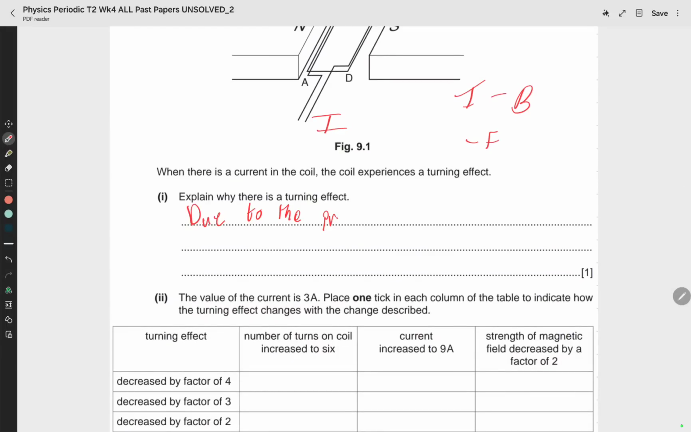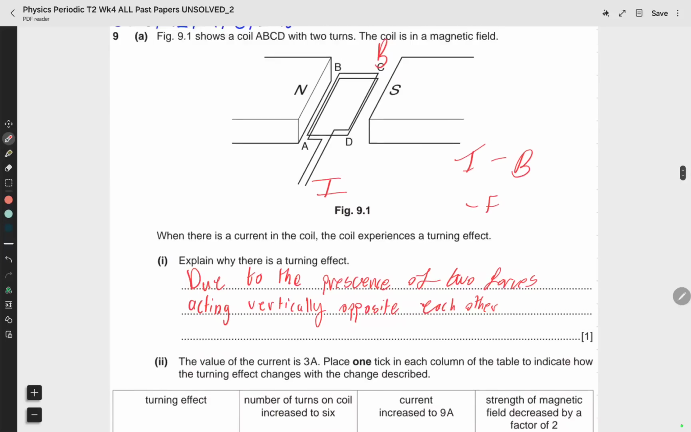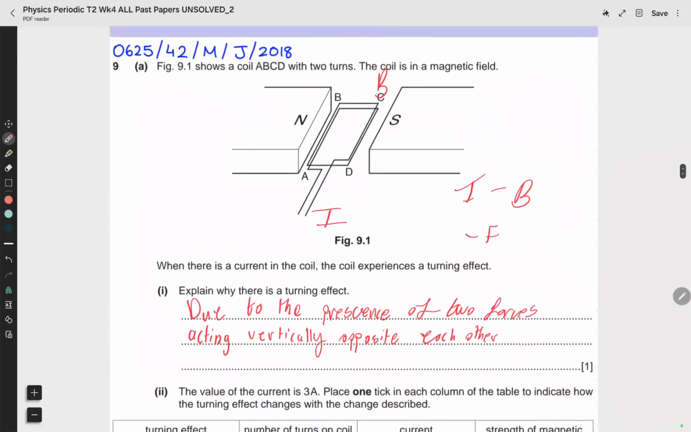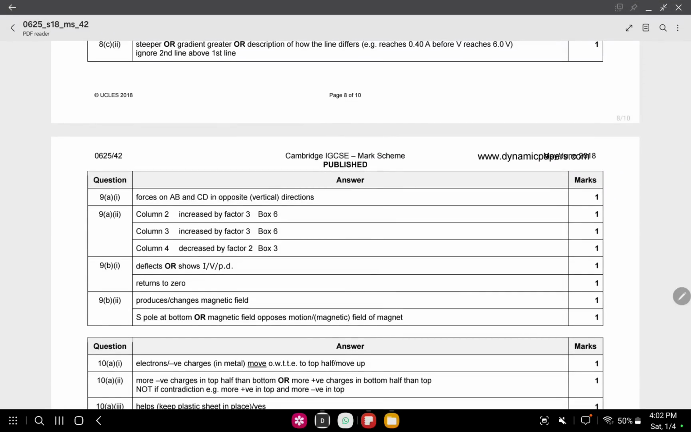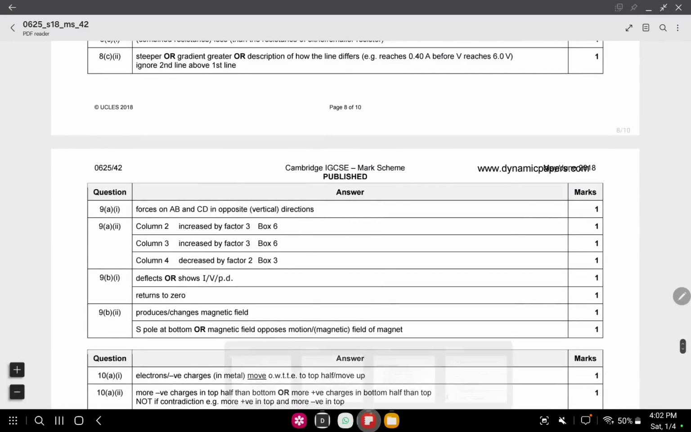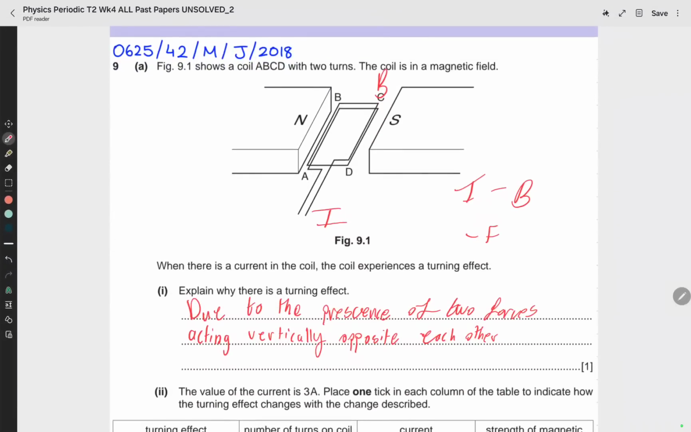So obviously there's going to be a turning effect due to the presence of 2 forces acting vertically opposite to each other. Let's see. I want to show you the marking scheme. Many people here would say due to the presence of a couple of moments, or a couple, right? A couple of forces, which I guess would be correct, but the way they worded it here in the marking scheme was forces on AB and CD in opposite directions, which is obviously not wrong. It's the same thing.